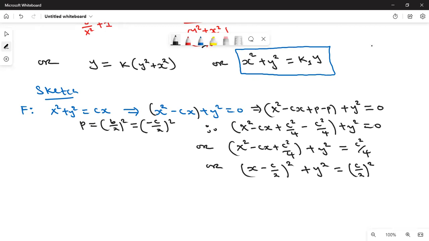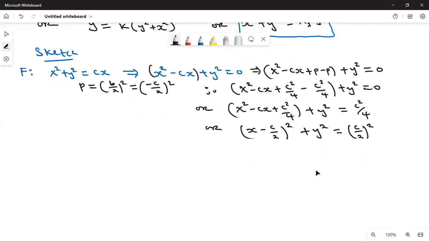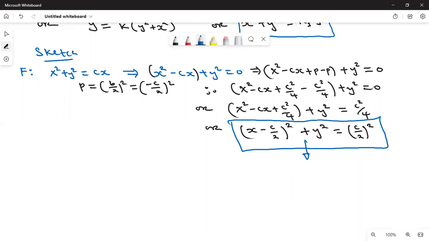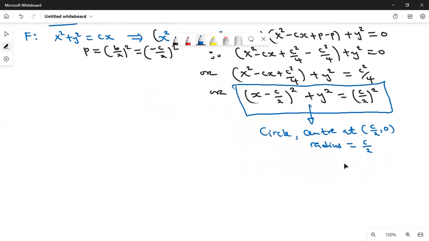So this is the equation of a circle. Let me comment on what I've found here. This one is a circle with the center at, what is the point? It is c over 2, 0, and radius is c over 2. Which kind of a circle is that? We'll sketch it. Let me sketch it here.